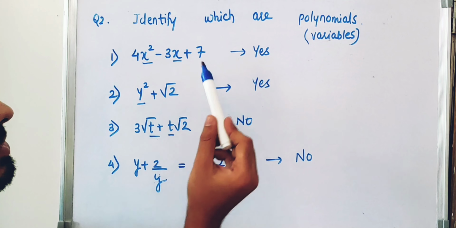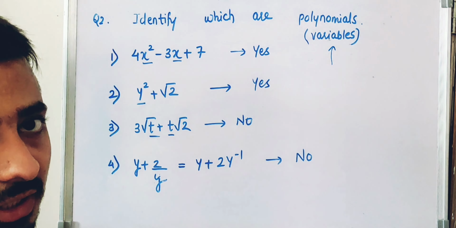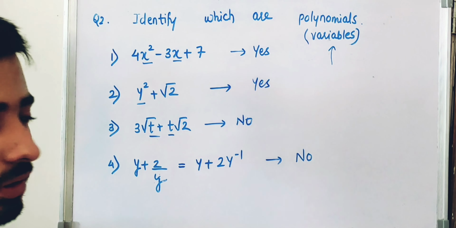Okay. So which one do we have to focus on? We have to focus on the variables only when identifying which of the following are polynomials or not. Okay.